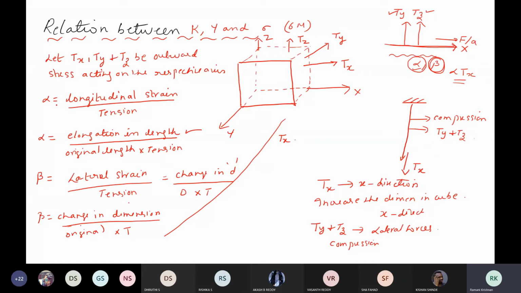Now we have seen alpha is called the longitudinal strain coefficient. Beta is called the lateral strain coefficient. The definition is longitudinal strain by tension, and strain means change in length to original length. I have written that. Beta is also change in dimension to original dimension per unit tension, right? Okay, now with that, we went for the next one.